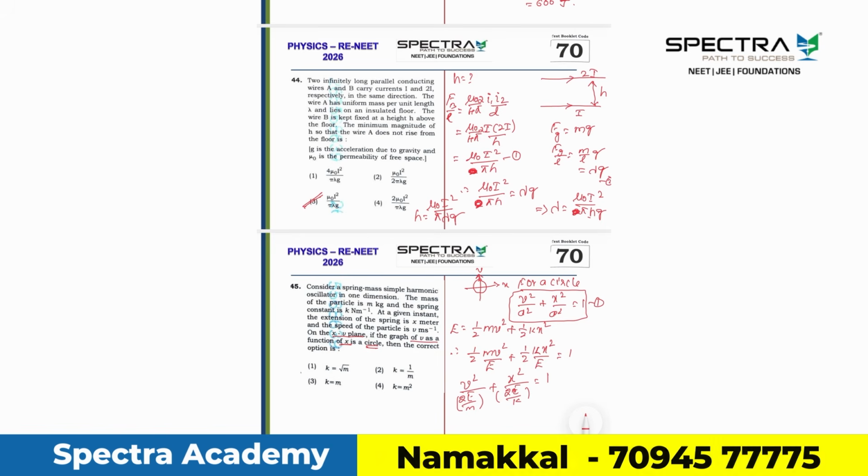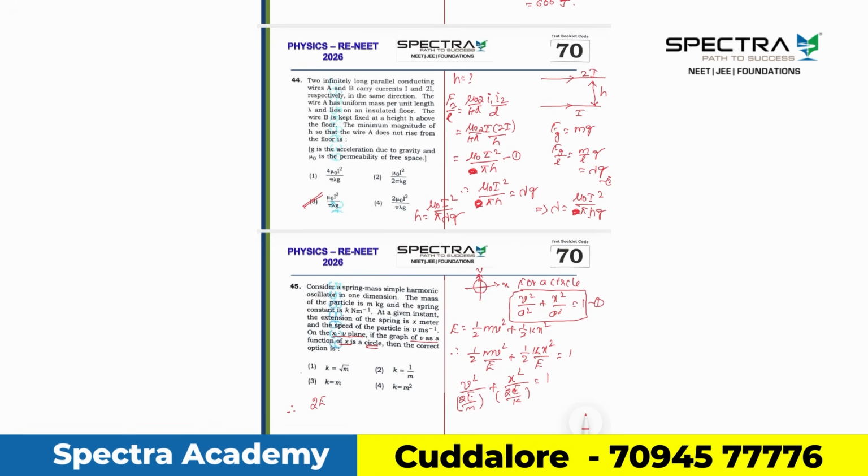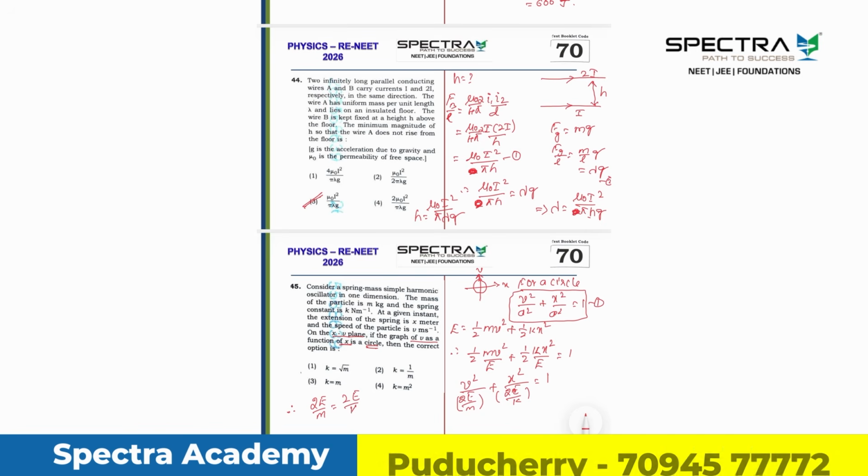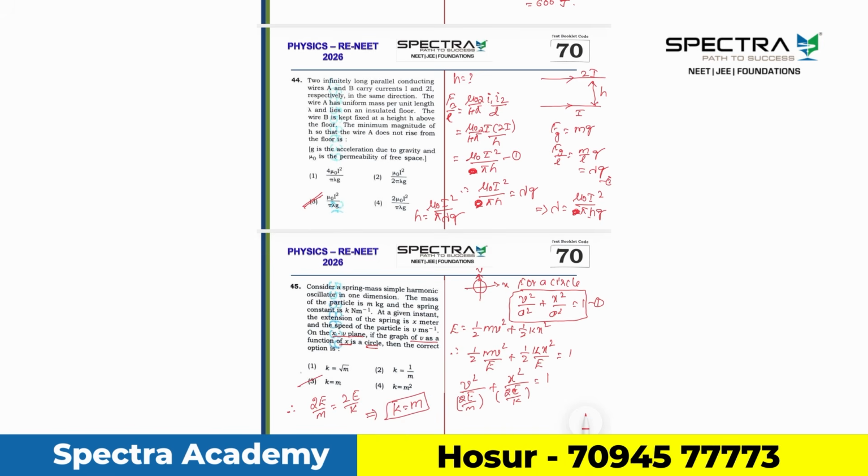So in order to satisfy the circle equation, we can say 2E by m must be equal to 2E by k. So simplifying, we can write k will become equal to m. Hence we can select option 3 as the right answer.